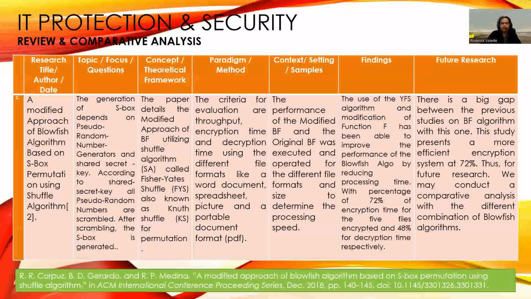The performance of the modified BF and original BF was executed for the different file formats and sizes to determine the processing speed. The use of the FYS algorithm and modification of function F has been able to improve the performance of the Blowfish algorithm by reducing the processing time. So, FYS and Blowfish perform consistently better compared to original Blowfish, with 72% on encryption time for the five file types and 48% for decryption time respectively.